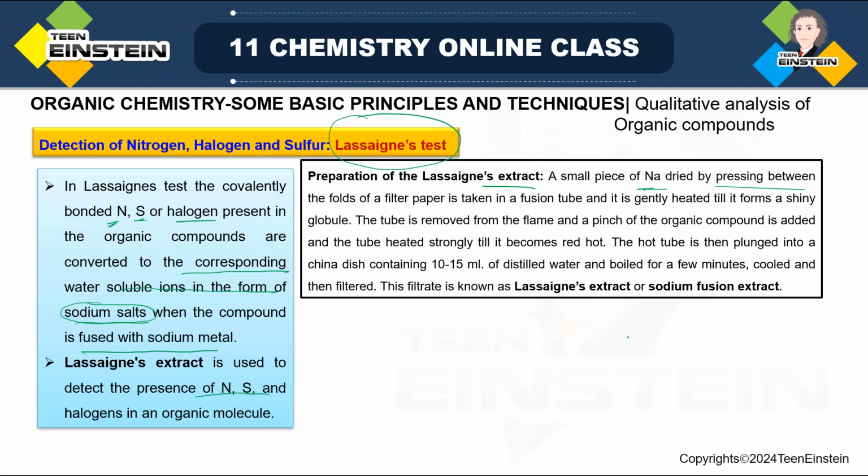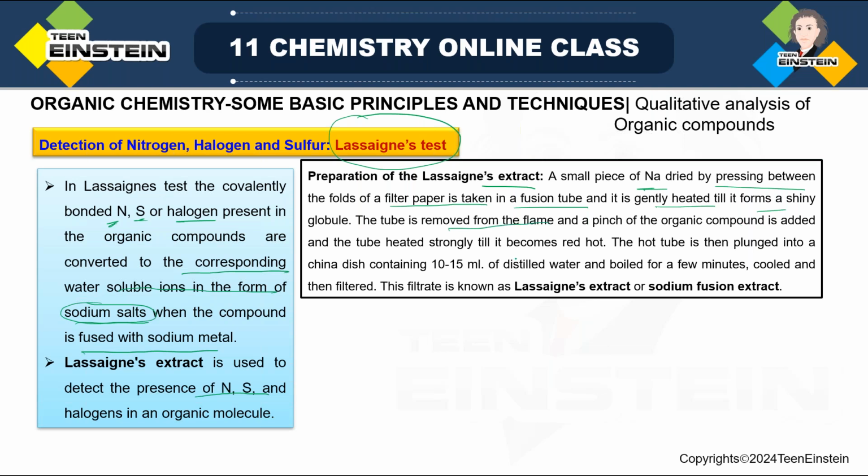So you have to dry it by pressing between the folds of a filter paper, and then you take it in a fusion tube and you have to gently heat it because it is already reacting. Gently heating is enough. So when it is in contact with some gentle heat, it converts to a shiny globule. So first it is in solid form, there is some shiny appearance but not so shiny. But if it is in contact with a little amount of heat, it will be converted to a shiny globule.